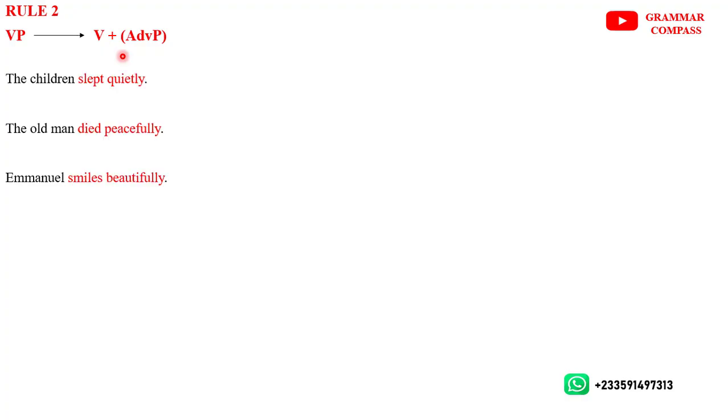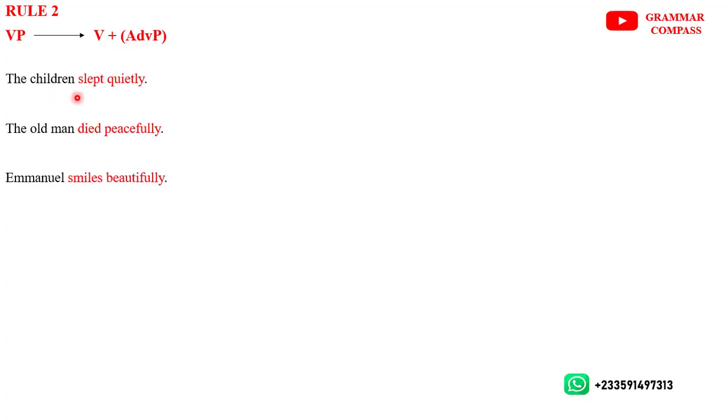Now that we know how to represent verb phrases consisting of only the head word, let us see where the verb phrase consists of the head word and some other elements. That brings us to rule number 2. In rule number 2, we have a verb phrase that consists of the verb, that is the head, and an adverb phrase. Let us give some examples.